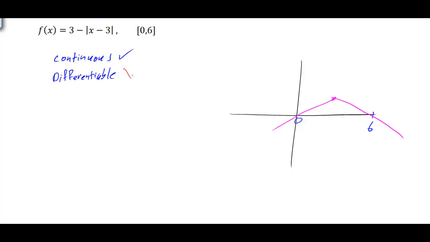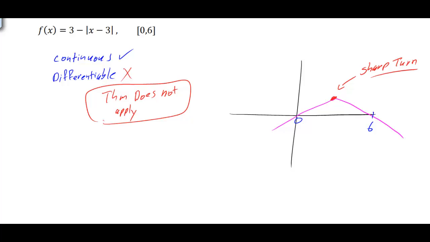Okay, here's the question: no. It's not differentiable because here at this point we have a sharp turn. And remember, if we have a sharp turn in the graph, it is not differentiable. So in this case, Rolle's theorem does not apply. And what that really means is it doesn't guarantee us a point, a c value in the interval from 0 to 6.